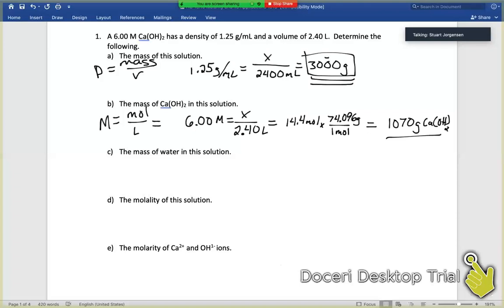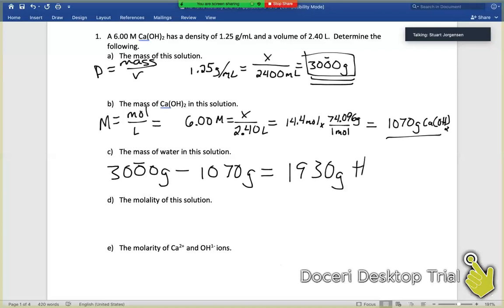Oh, well, okay. C says, what's the mass of just the water in this solution? Well, we know the total. It was at 3,000 grams. We're going to subtract by our mass of just our solute, which was 1,070 grams. That will give us just the mass of the water in this particular solution, which comes out to our 1,930 grams of water, of our H2O. If you're looking at our sig figs, when we subtract, look at decimal places. We were to the tens place here, to the tens place here. Report our value to the tens place here.